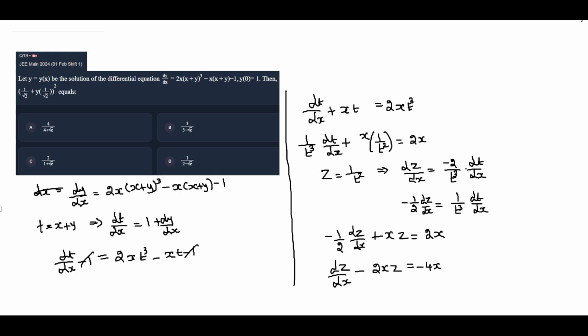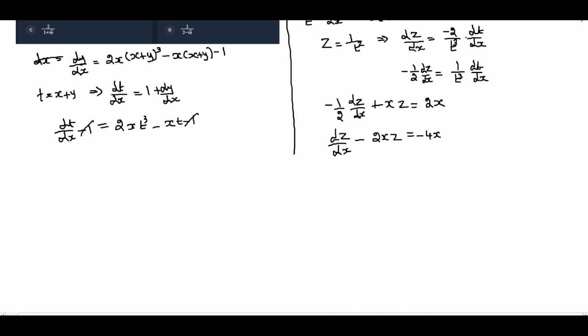So now it is a linear differential equation. The integrating factor is e power minus x square. So z into e power minus x square is equal to integral of e power minus x square into minus 4x dx.